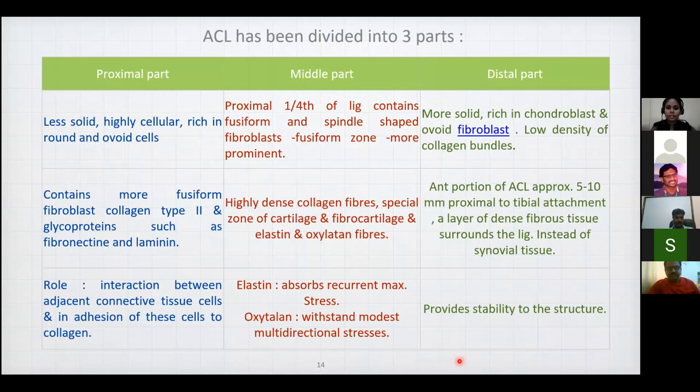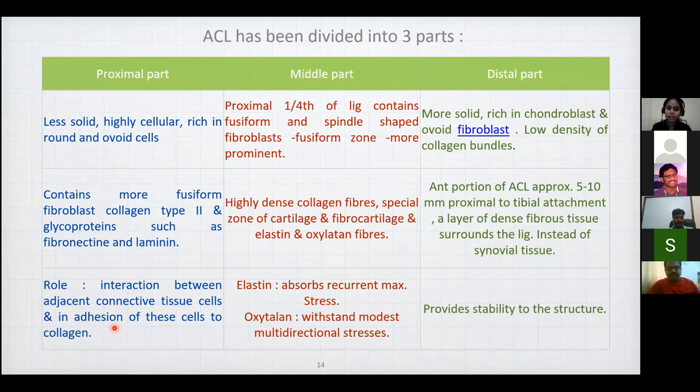So these are the three different parts. Now we have to see the role of these three different parts, and they have a clinical significance. According to them only, when we know what is the clinical significance of the role of these three parts, we can design the rehabilitation. So the role of the proximal part: collagen type 2 and glycoproteins such as fibrillin and laminin. Their role is to interact between the adjacent connective tissue cells and in addition of these cells to the collagen.